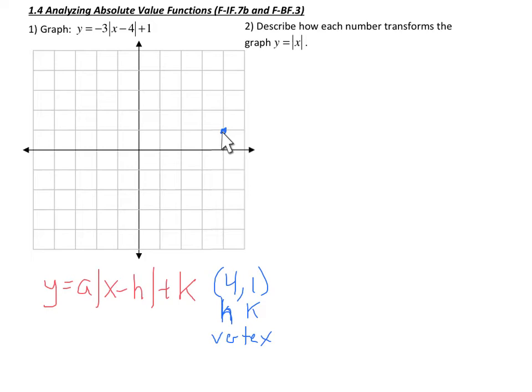And then from there, we're going to create a V. And the V is created by that number right there, the A. The A tells us how we're going to create this. So my A value is -3. That is my slope. So from this dot, I'm making a slope of -3, which means I'm going to go down 3 over 1. There's a dot. I'm going to go down 3 over 1. There's another dot. And there's my graph.